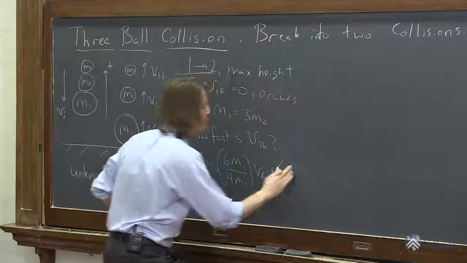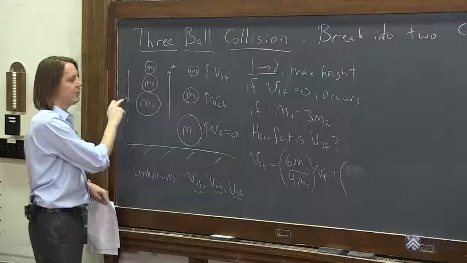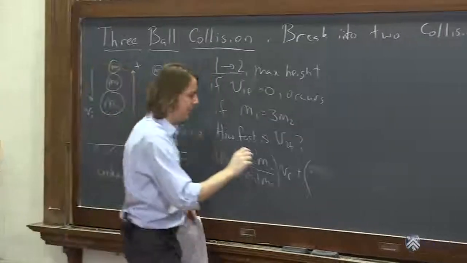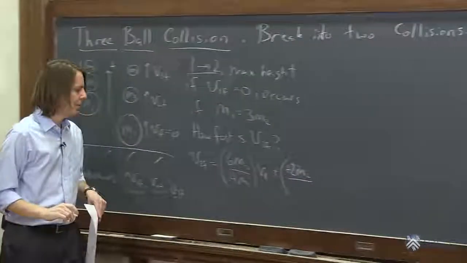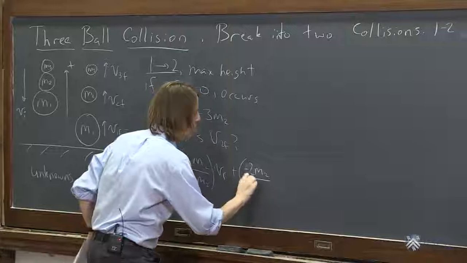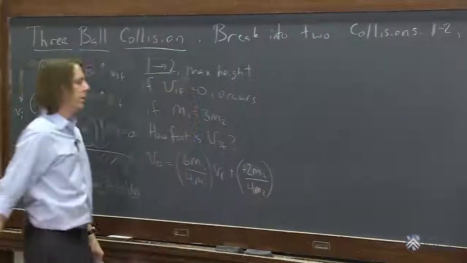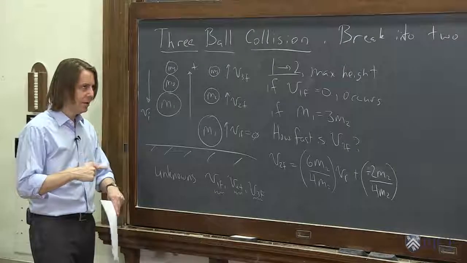I'll just do it. m2 minus m1, that is m minus 3m. So it's minus 2m, over, and then again the sum, over 4m. Right, and that's times v2i.